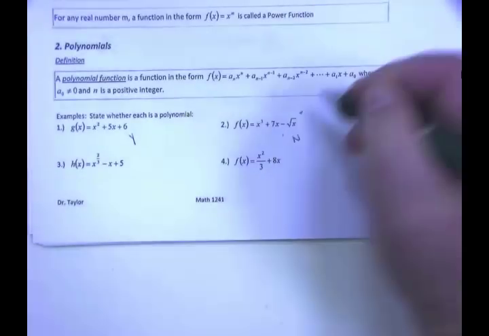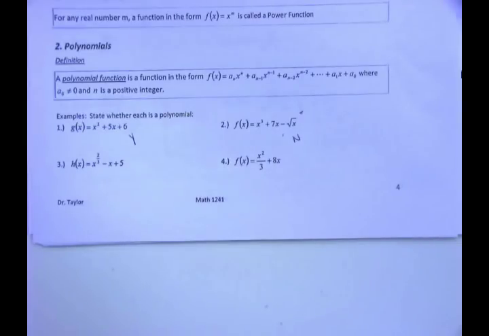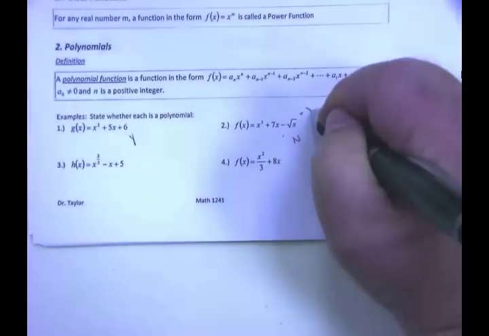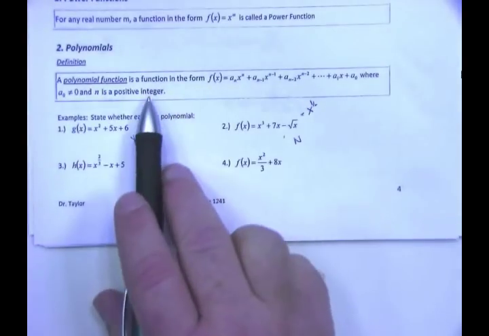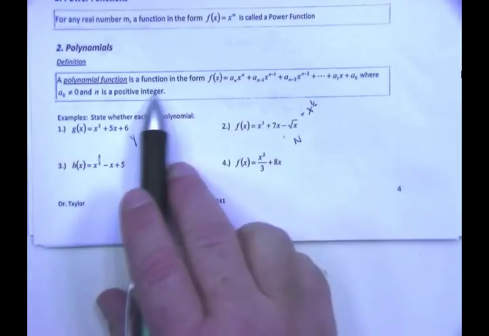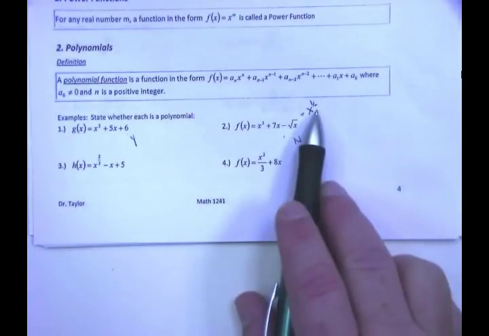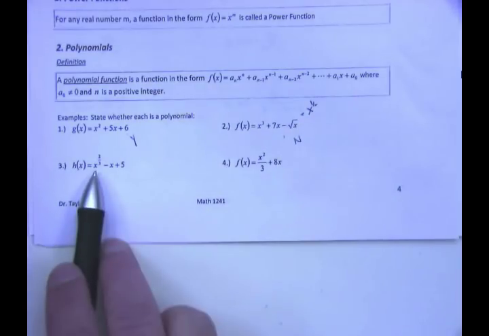Square root. We don't do square roots in calculus class. What's the square root also known as? X to the half power, right? And to be a polynomial, the powers on the x's have to be integers. A half is not an integer. It's a rational number.